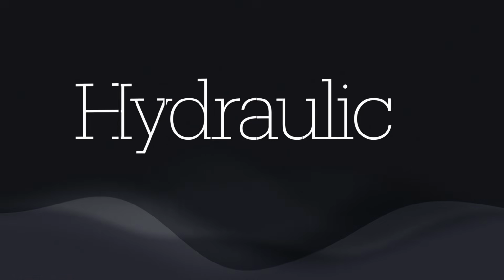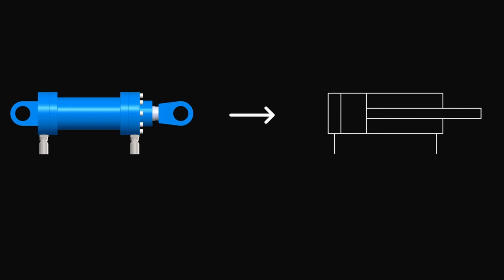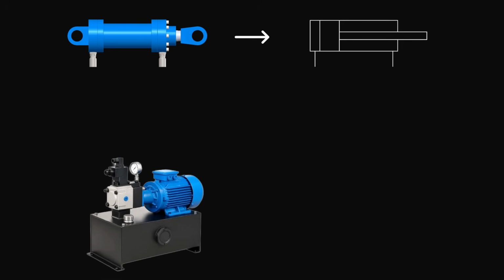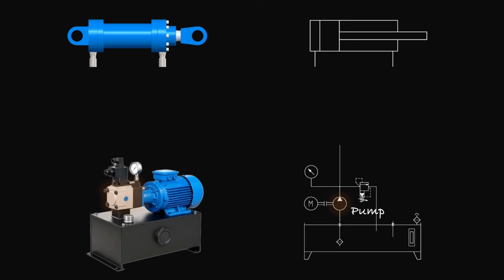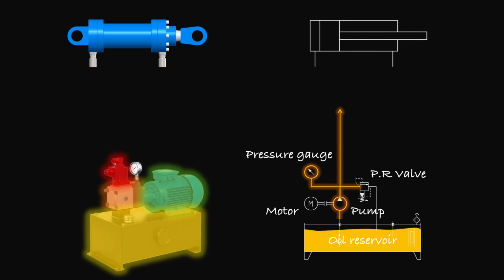So let's start with the very basics. What is a hydraulic directional control valve? Let's assume we have a double-acting hydraulic cylinder. And to operate this cylinder, we already have a hydraulic power unit with all the necessary components such as the pump, an electric motor, a pressure relief valve, and the oil reservoir. All these components work together to provide a flow of hydraulic oil in the circuit.